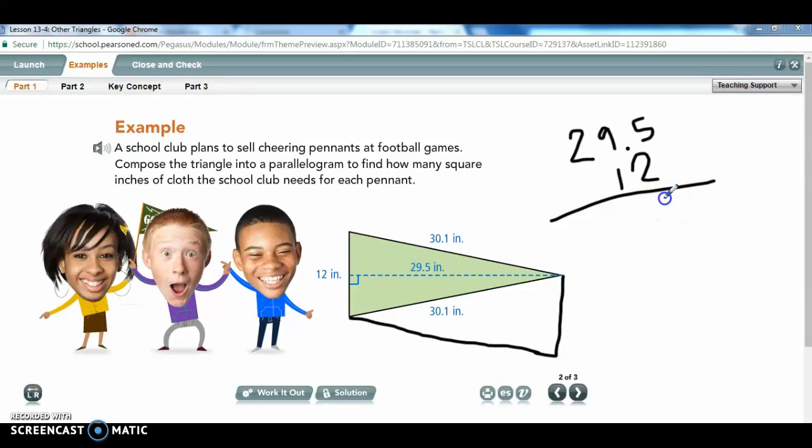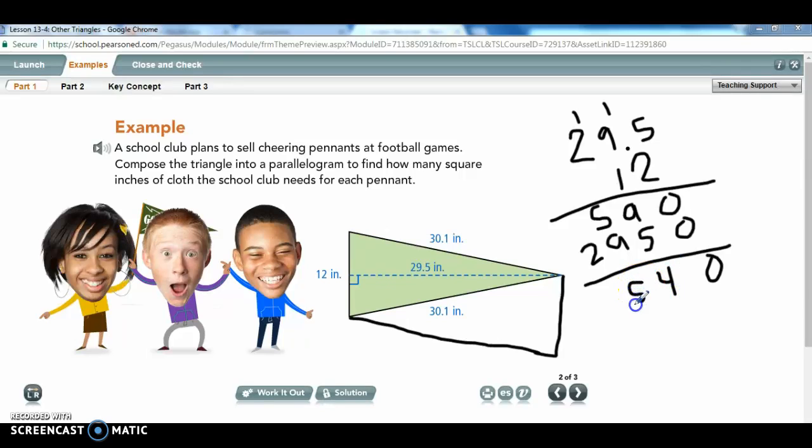2 times 5 is 10. 2 times 9 is 18, plus 1 is 19. 2 times 2 is 4, plus 1 is 5. I have to add my 0. I then do 1 times 5, 1 times 9, and 1 times 2. I add these all together and get 354 because my decimal point will go right here.